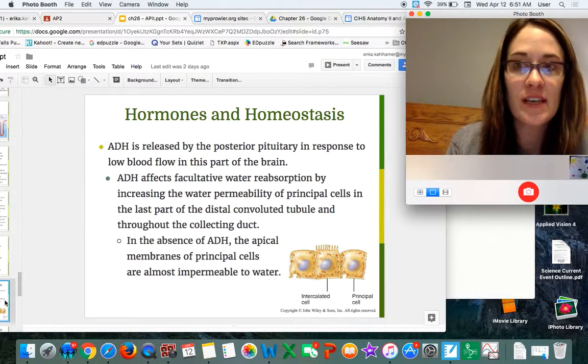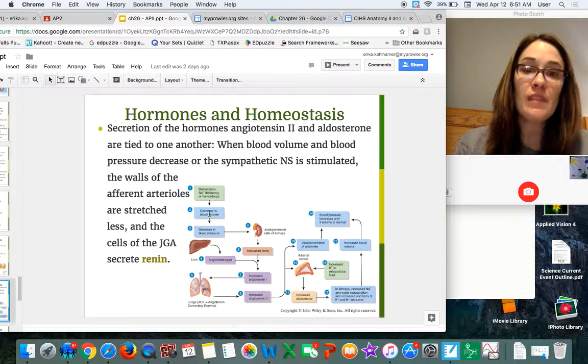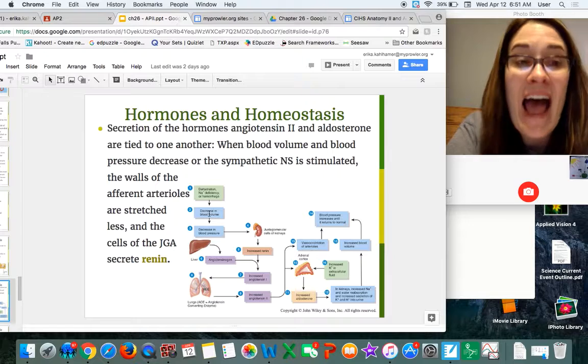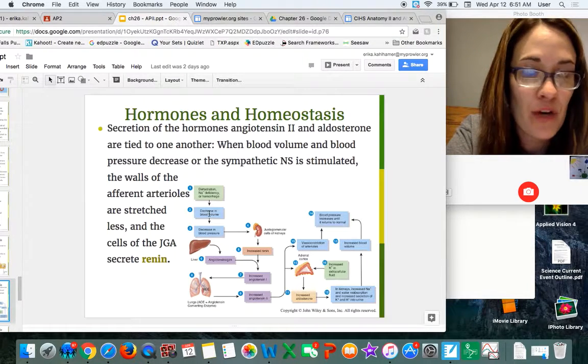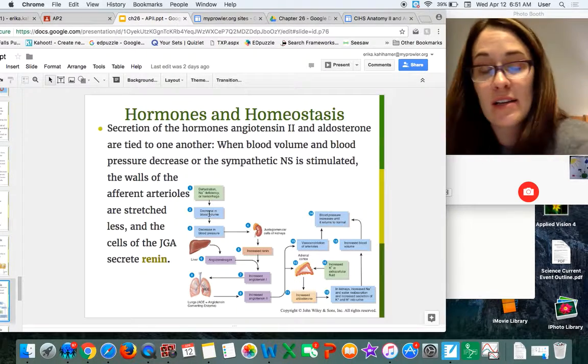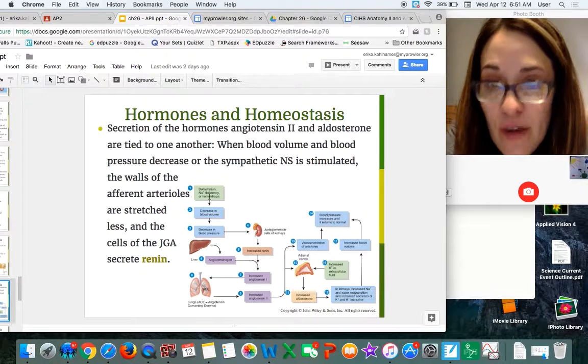thus increasing your blood pressure. Also, aldosterone, this RAAS pathway, is part of maintaining blood pressure, and a hormone secreted by the kidneys / adrenal cortex influences it. So here's this pathway.